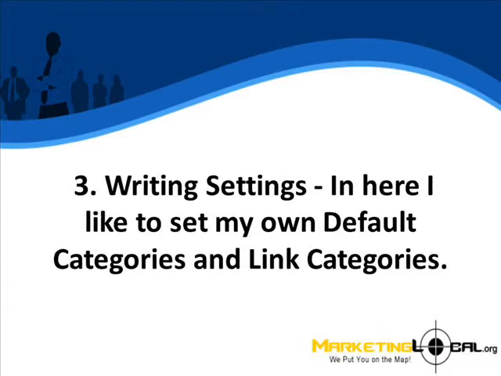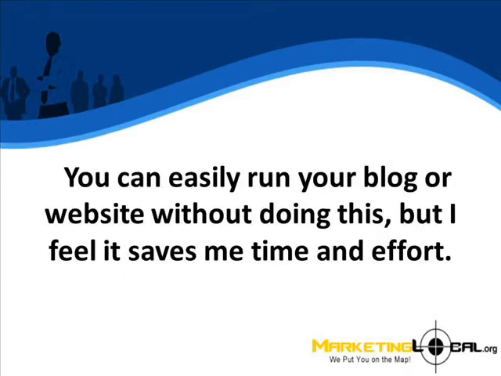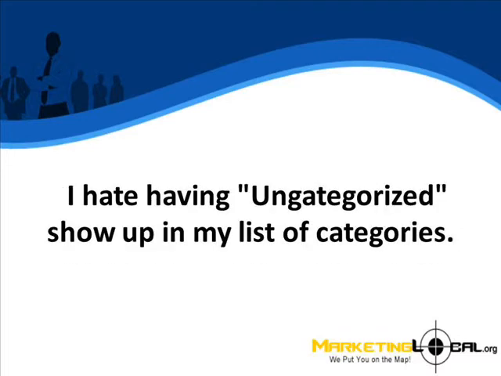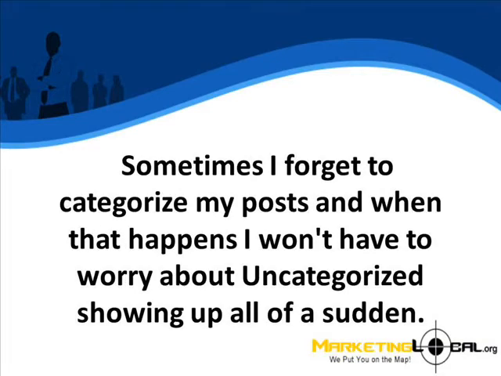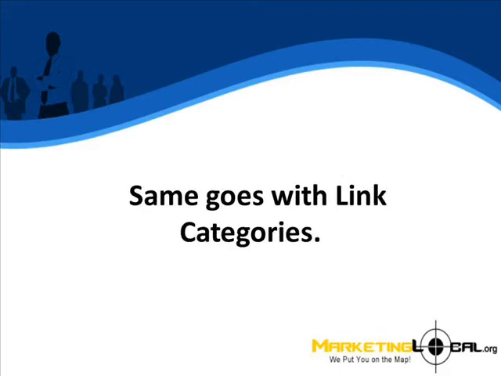3. Writing settings. In here, I like to set my own default categories and link categories. You can easily run your blog or website without doing this, but I feel it saves me time and effort. I hate having "uncategorized" show up in my list of categories. If I change my default category to something else, it means I will probably never have to see uncategorized again. Sometimes I forget to categorize my posts, and when that happens, I won't have to worry about uncategorized showing up all of a sudden. Same goes with link categories.